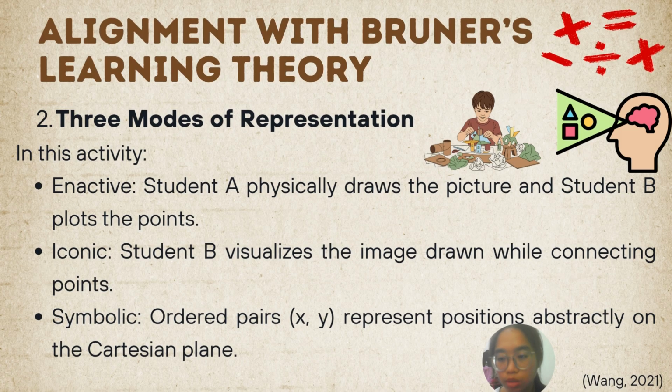And for symbolic, they write the ordered pairs (x, y), which represent position abstractly on the Cartesian plane. So the progression from drawing a concrete picture to interpreting symbolic coordinate notation mirrors Bruner's movement from concrete experiences to abstract mathematical thinking.